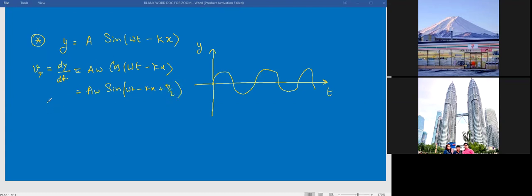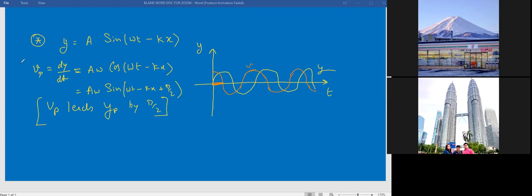So particle velocity leads displacement of the particle by pi by 2. So if this is y and if we have to draw the graph of VP, VP will be one step ahead. It will go like this. Amplitude may not be equal, velocity peak will be different, but their difference will be this one, T by 4. So this is the velocity which is going like this.